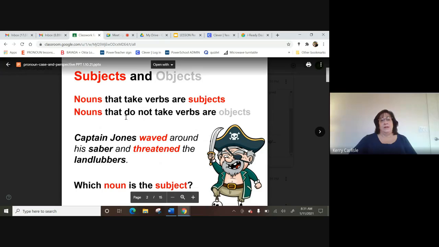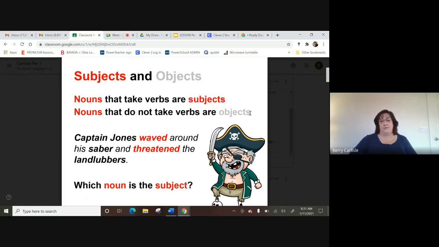And then there's the nouns that do not take verbs that are objects. Well, that's a weird way of saying it. What they're basically saying is the pronouns that come after the verb will be the objects. They are receiving action instead of doing the action. That's how I usually say it.